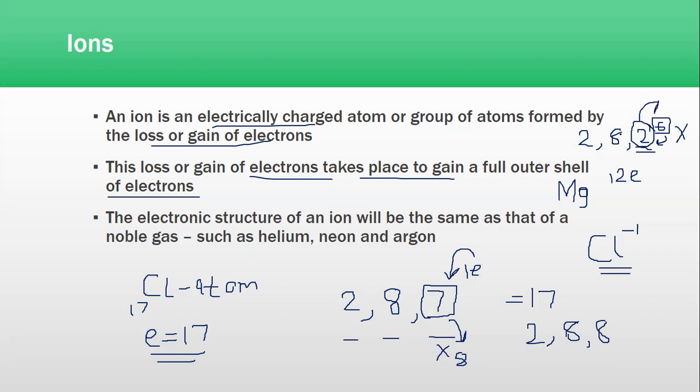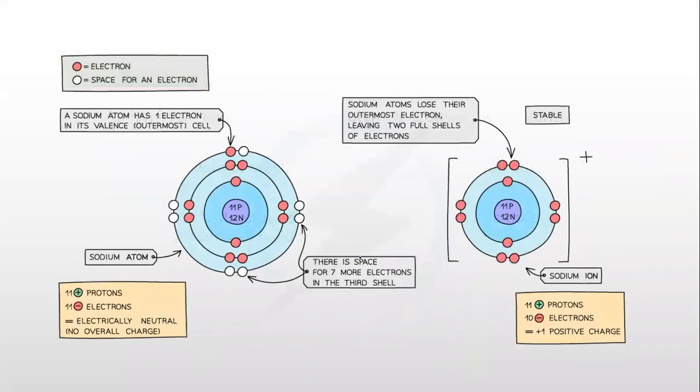What if it loses 2 electrons and then its outermost shell becomes the second shell, which is already complete? Now, anything that loses electrons gets a positive charge. And how many electrons is magnesium losing? 2. So we give magnesium a +2 charge. So the electronic structure of an ion will be the same as that of a noble gas, such as helium, neon, and argon, because we know that noble gases have a complete outermost shell with 8 electrons. Metals always lose electrons to become like noble gases, and non-metals always gain electrons to become like noble gases.